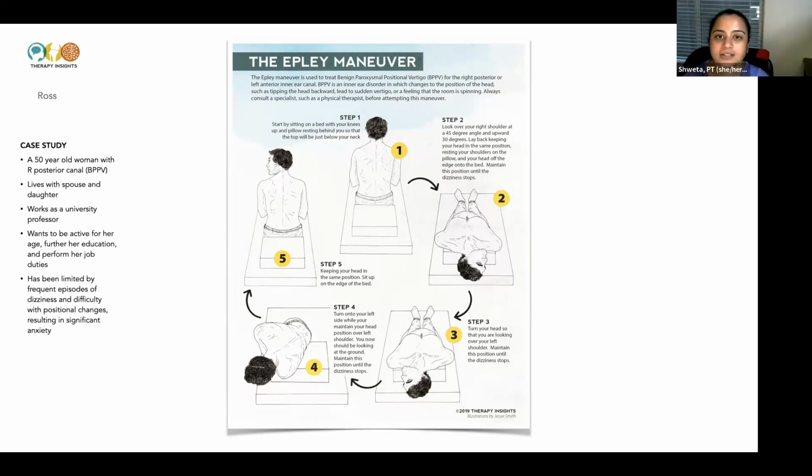Yeah, absolutely. So the thing is, even with the maneuvers, if we were to completely relate it to this specific case, we need to talk about not just what the patient is coming in with, but if they have associated neck pain as well, then we need to consider that.